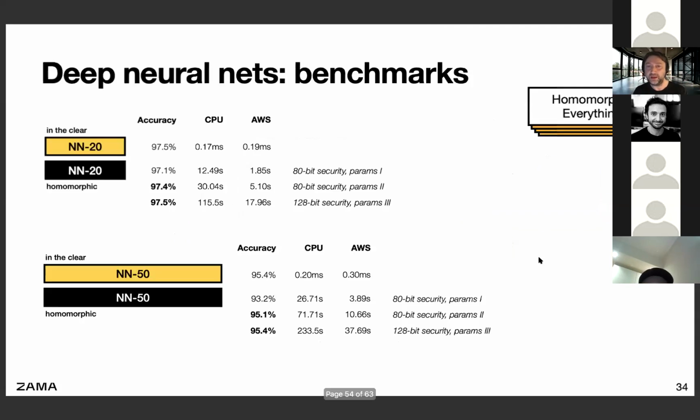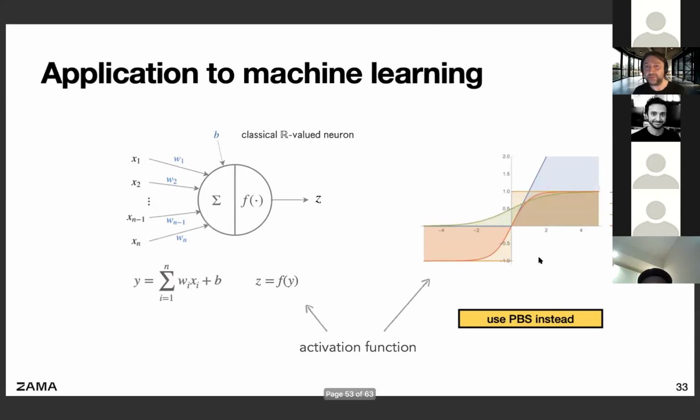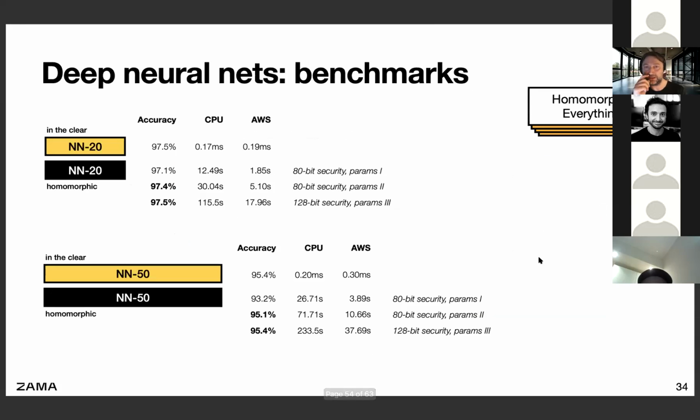So basically, we apply that to neural networks, and we have a first number of benchmarks. Somebody is writing on my screen. Okay.